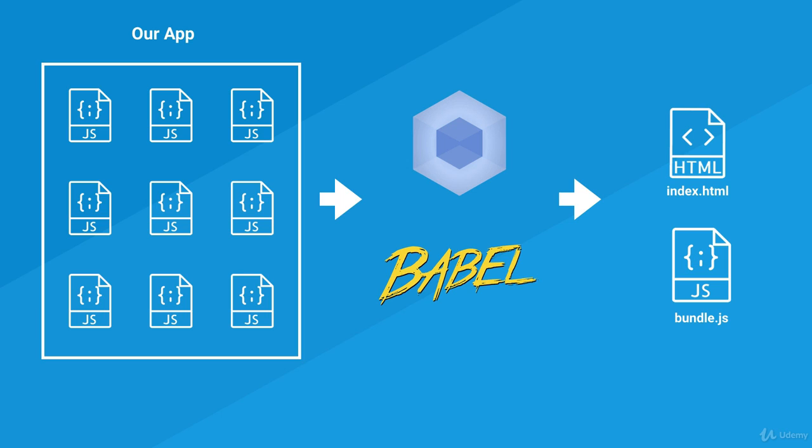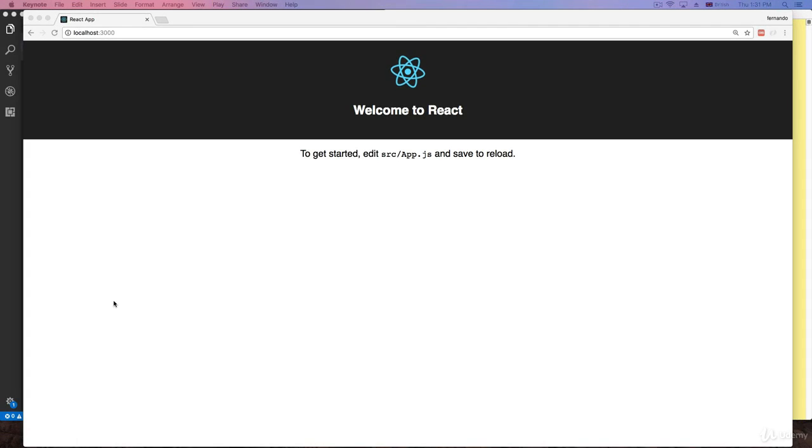Now the name bundle is by convention. You could use whatever name you want. A React app, Create React App, is going to do this job, and it's going to store it inside bundle.js. So let me exit right here. So we have our application. This one is the one we have right here.